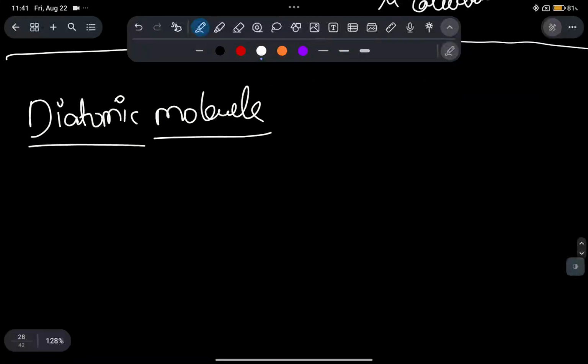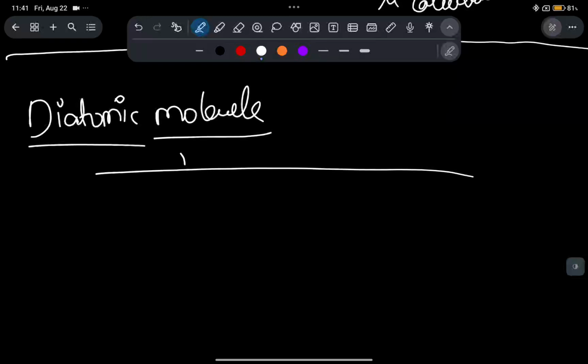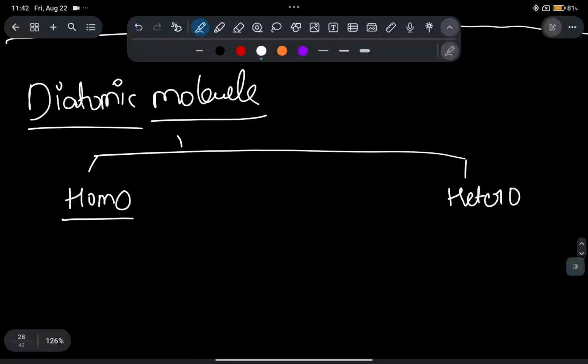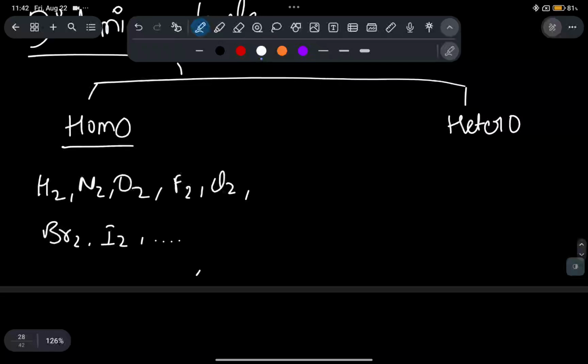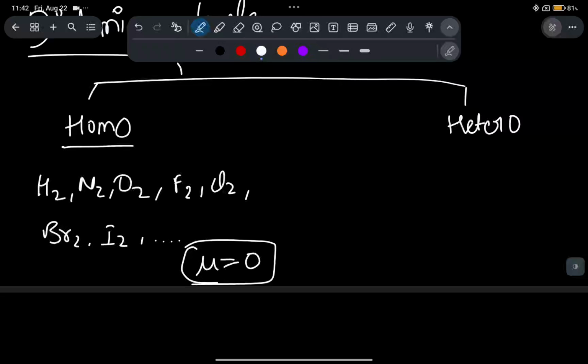You already know there are two types of diatomic molecule: homo diatomic molecules and hetero diatomic molecules. Homo diatomic molecules means the same atoms, like H2, N2, O2, F2, Cl2, Br2, I2, etc. There the mu value is equal to 0. A homo atom molecule always has mu equal to 0.